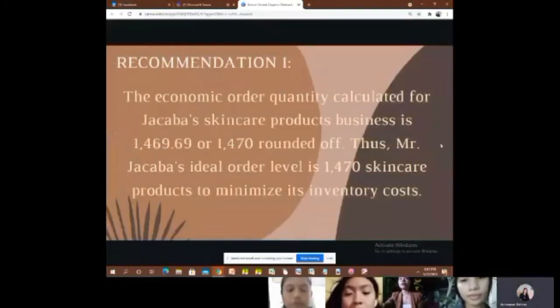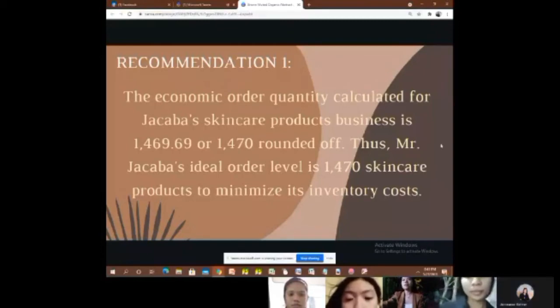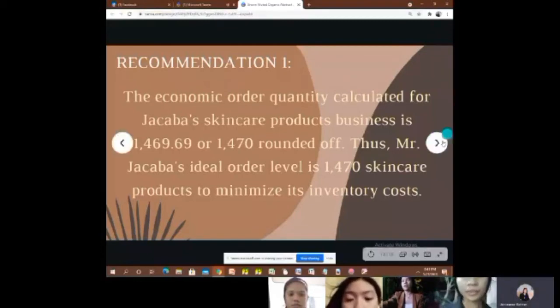So as for the recommendation, the economic order quantity calculated for Hakaba's skincare products business is 1,469.69, or if rounded off, it would be 1,470. Thus, Mr. Hakaba's ideal order level is 1,470 skincare products to minimize its inventory cost.